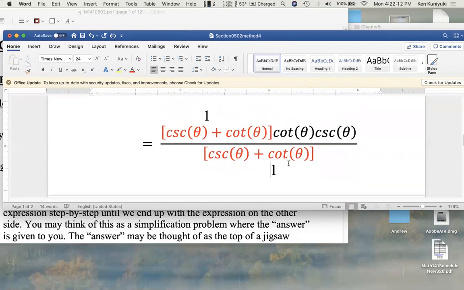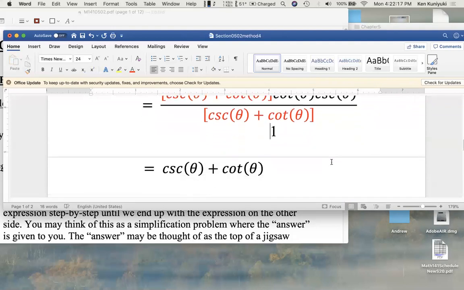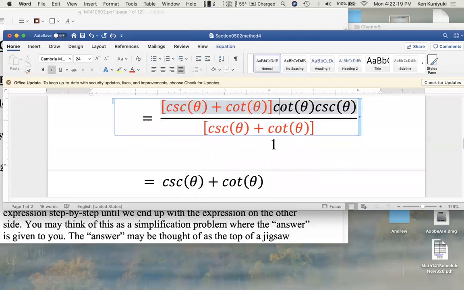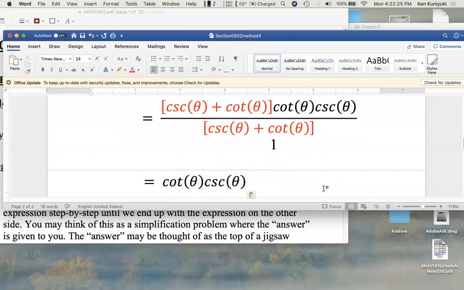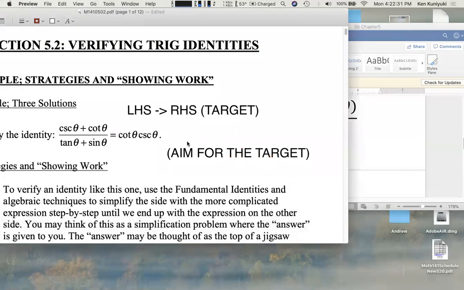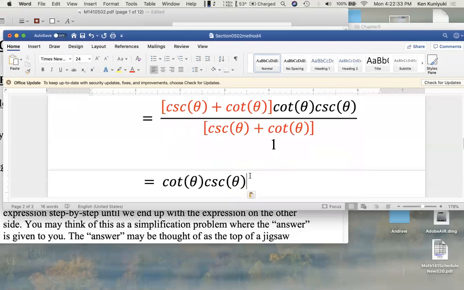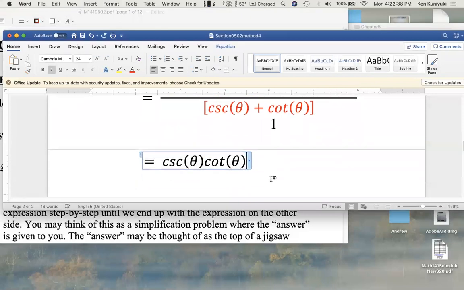I don't like saying that a denominator just disappears. So we're left with, lo and behold, cotangent of theta times cosecant of theta. We're left with this expression in black, cotangent of theta times cosecant of theta. Hey, we hit our target. By the way, if you had switched these, if you had had cosecant of theta, cotangent of theta, then you would have needed one more step. You would have had to switch these factors.